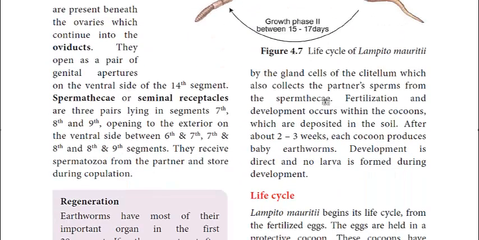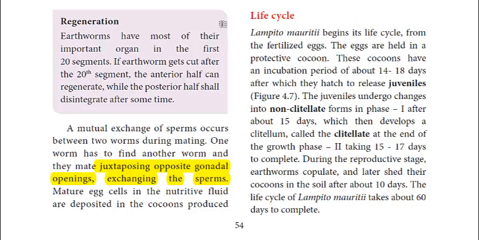Okay, now we will see the life cycle. The same life cycle we have seen in the picture is given in a descriptive manner. Lampetomorpha begins its life cycle from the fertilized egg. The eggs are held in the protective cocoon. These cocoons have an incubation period of about 14 to 18 days. Incubation and hatching, 14 to 18 days, after which they release juveniles. The juveniles undergo changes into non-clitellate form in the first phase, phase 1, and after about 15 days.